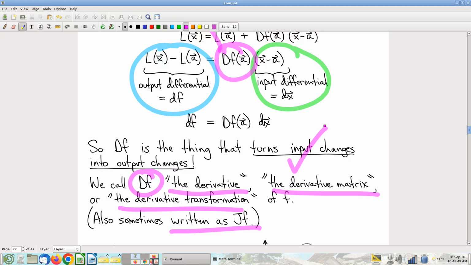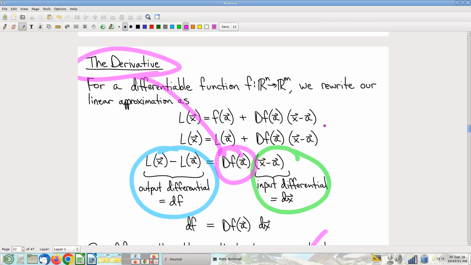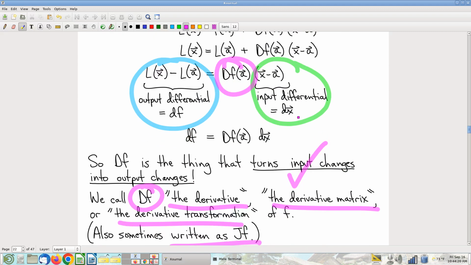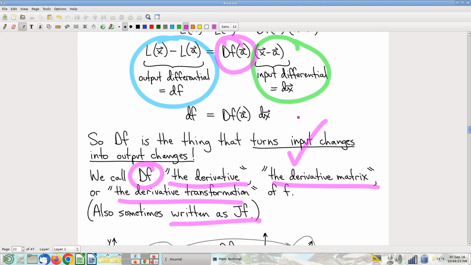I'll point out that if you have a multivariable, vector-valued function, and you're talking about input changes and output changes, well, if you think about it, input changes are unavoidably vectors. Output changes are unavoidably vectors. If a derivative is going to turn one vector into a different vector, it's not all that shocking for it to turn out to be a matrix, aka a linear transformation. Everybody buy it?